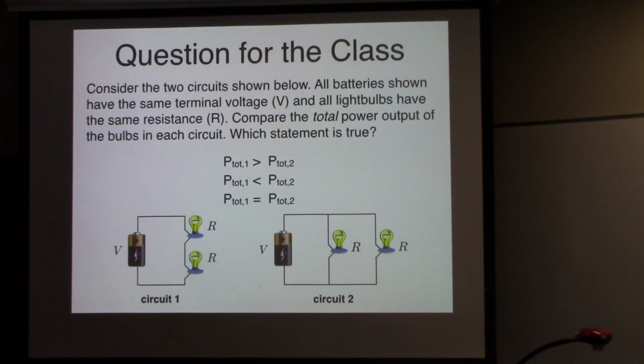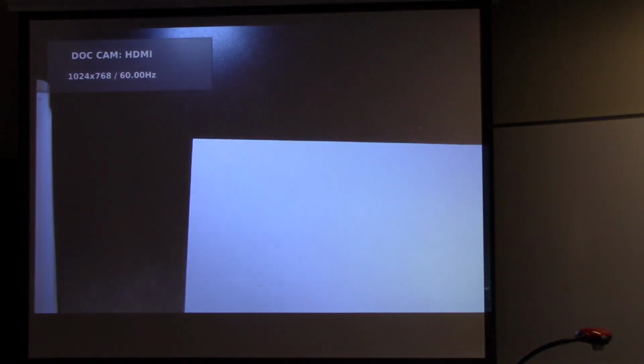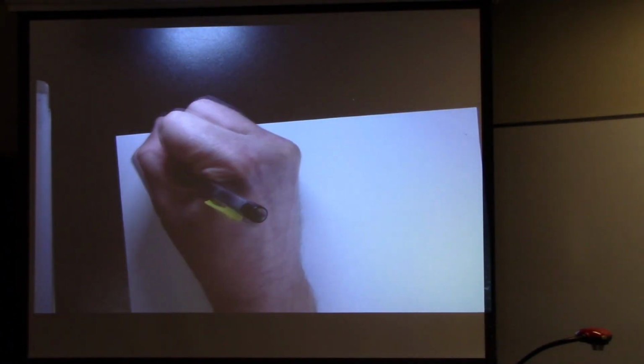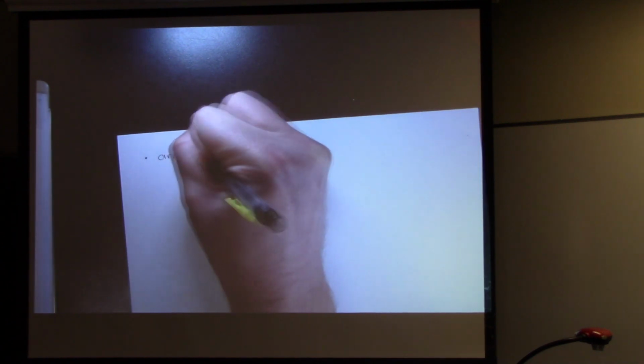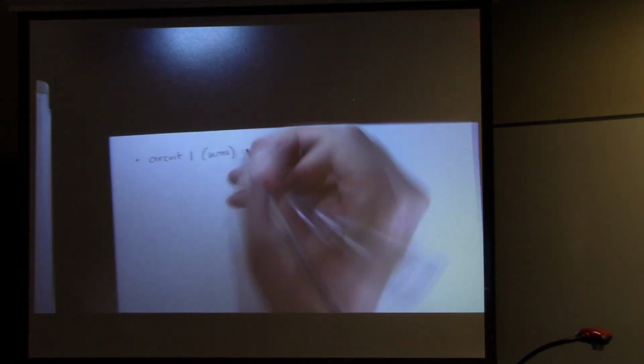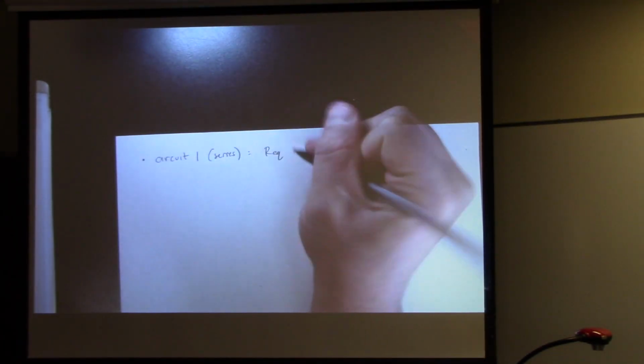Okay, so welcome back. Let's go over the answer. What we're going to do is just make a straight calculation of the power output in both cases, and we're going to use this idea of equivalent resistance to help us out. Okay, so let's start with circuit number 1, which is the bulbs are connected in series, and think about what the equivalent resistance of the two bulbs connected in series would be.